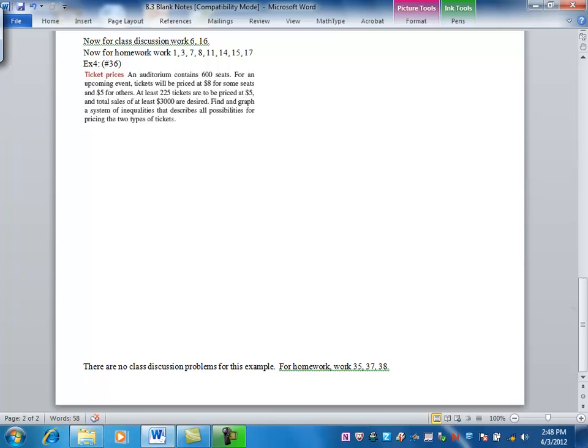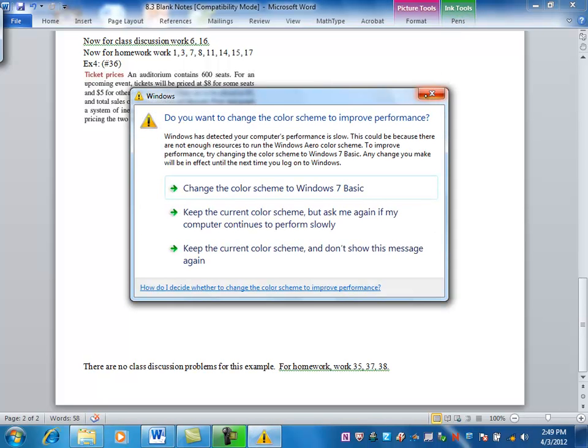Finally, one last example here, fairly short section. An auditorium contains 600 seats for an upcoming event. Tickets will be priced at $8 for some seats, $5 for others. At least 225 tickets are to be priced at $5, and a total sales of at least $3,000 are desired. Find and graph a system of inequalities that describes all possibilities for pricing the 2 types of tickets.